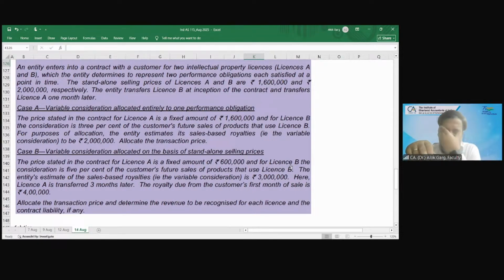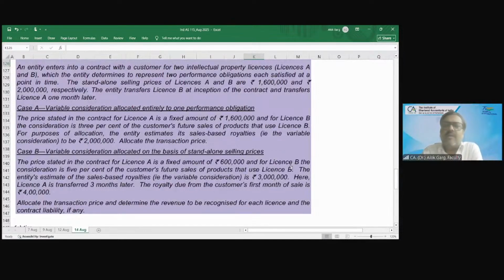So if you read this question, Ind AS is a customer-centric standard. Ind AS is a substance-based standard. In the first paragraph, the standalone selling prices of 2 licenses were given. What was the standalone selling price? 16 lakh for A and 20 lakh for B.